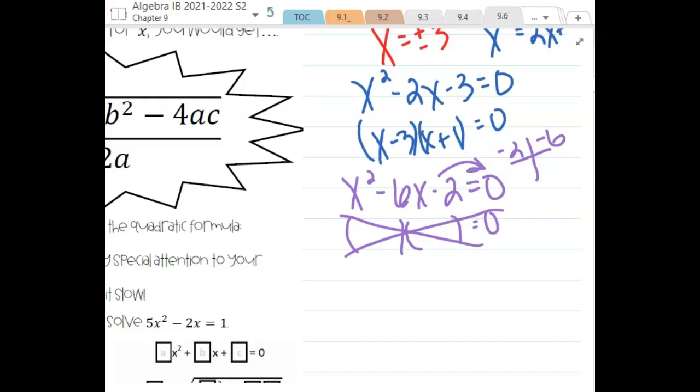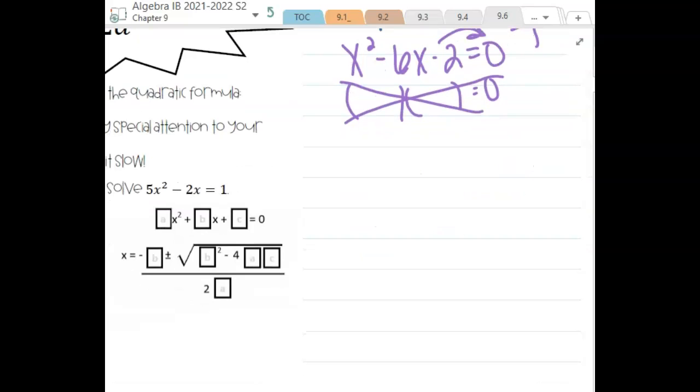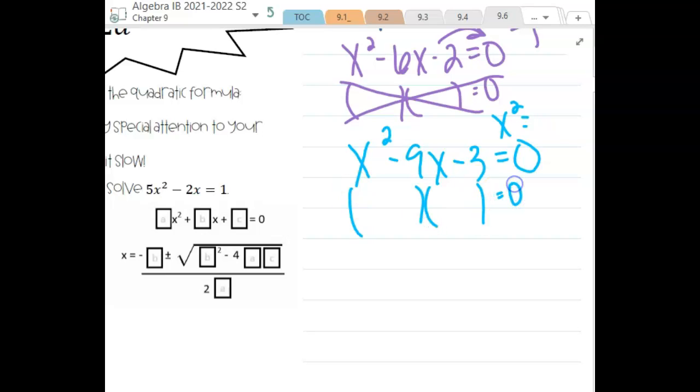Now, what's going to happen next is, what if I had a problem like this? What if I had a problem that said x squared minus 9x minus 3 equals 0? I can't do the square root method because I have that x term. The square root method is where you would get this into x squared equals a number. But I wouldn't have a number on the other side. I'd also have that minus 9x, which isn't going to work. If I wanted to solve by factoring, I'd be looking for factors of negative 3 that add to negative 9, which there aren't any.